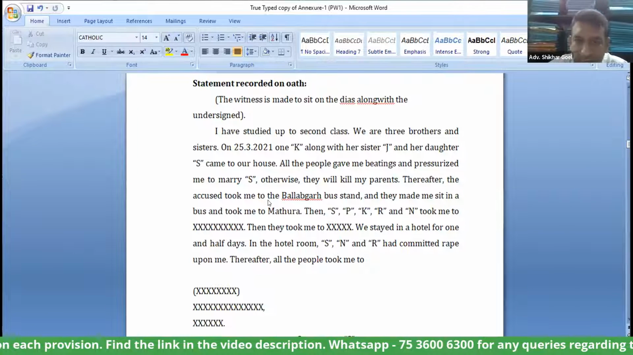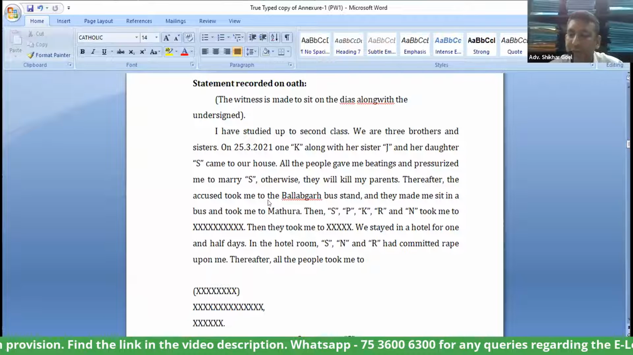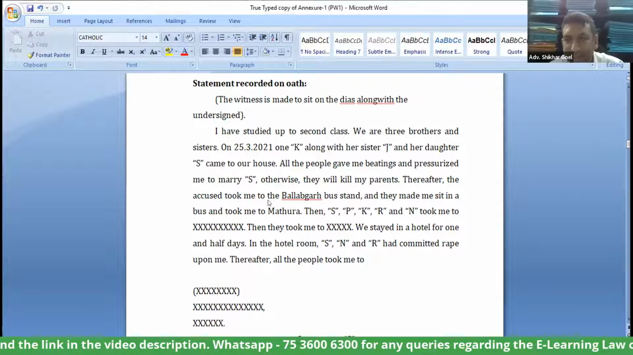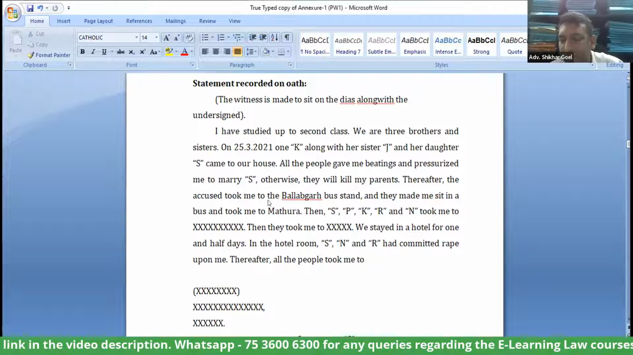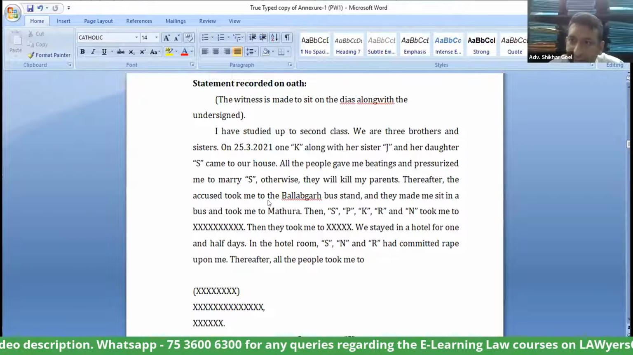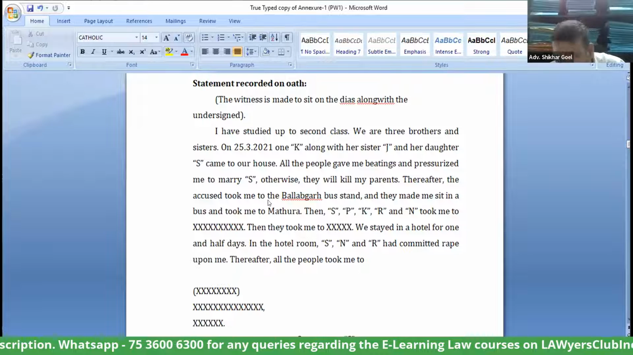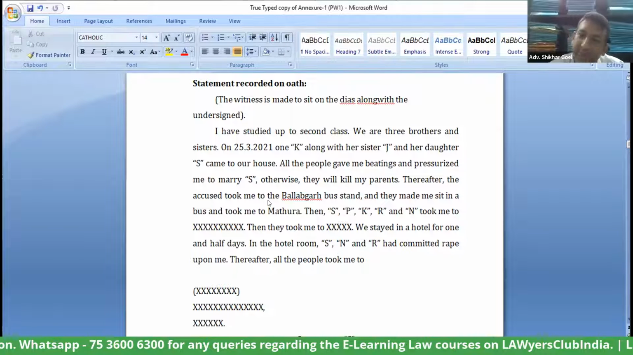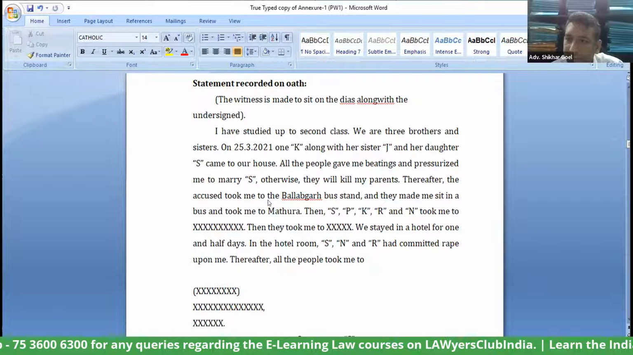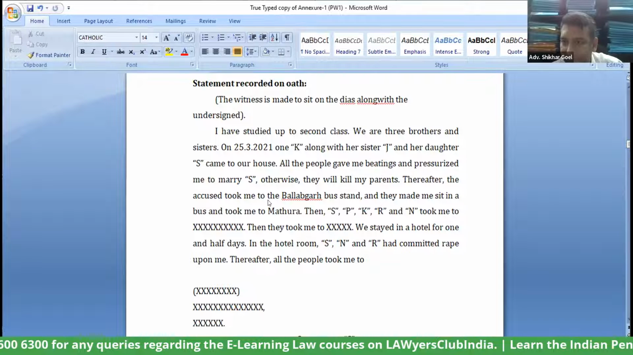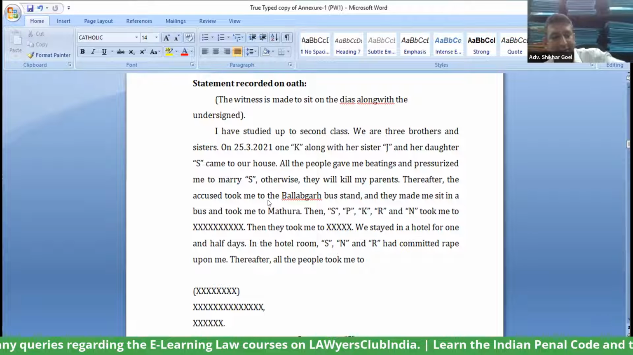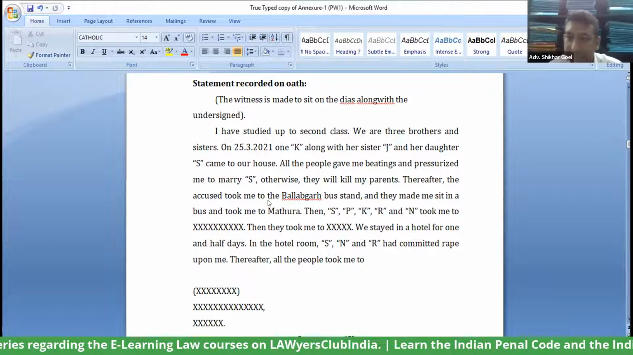If you're aware of these IPC sections 354 and 376 series along with POCSO, they're all women-centric sections, and they're all considered in a sort of heinous offense category. So it is mandatory for the police to take the victim to a judicial magistrate and get the statement under 164 recorded. It is like a statement getting recorded on oath.